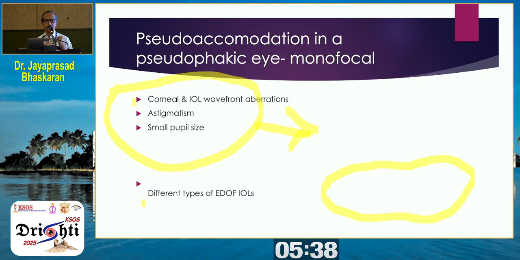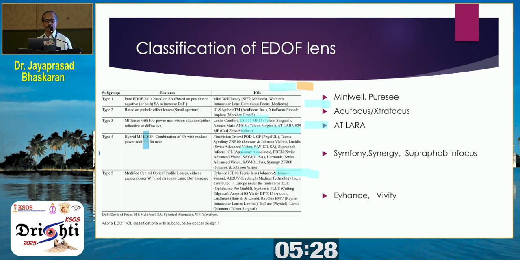But these phenomena, corneal and IOL aberrations and small pupil size, are the basic principles which are used in manufacturing EDOF lenses, and we have a classification by Jorge Alió, the famous refractive surgeon from Spain. He has classified it into 5 groups. The first one, which is a pure EDOF lens, where the spherical aberration is manipulated. And here the classical example is Pure C, and the previous one was Mini Well. It is not available in India. That is what I believe.